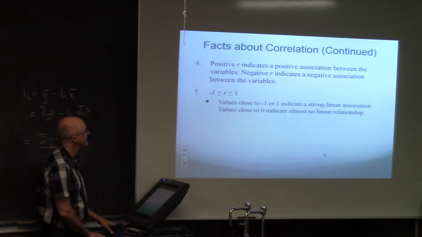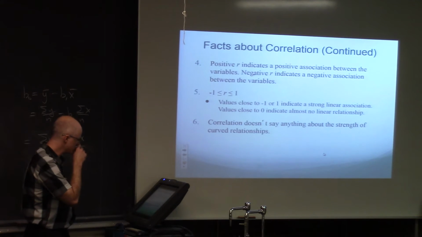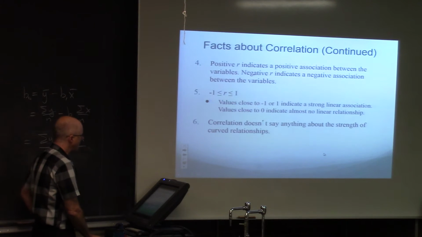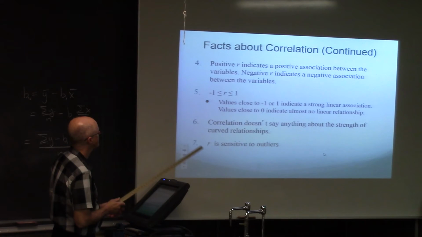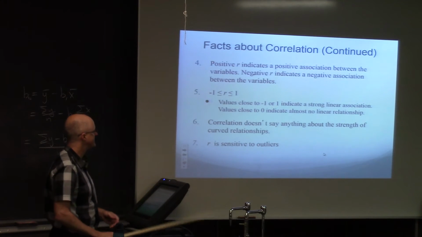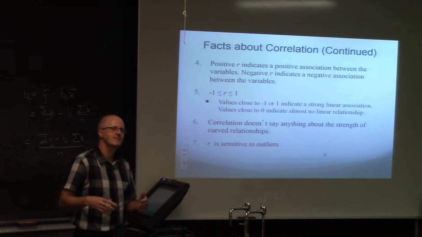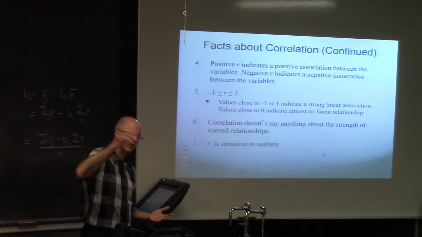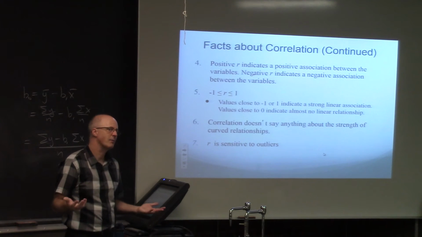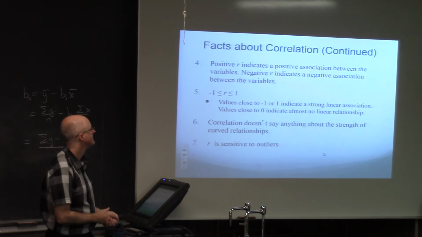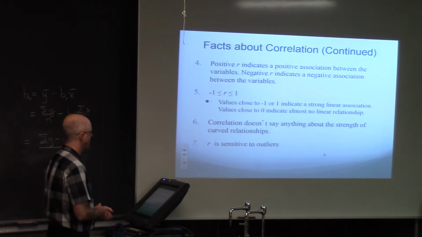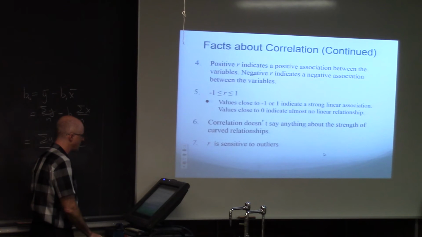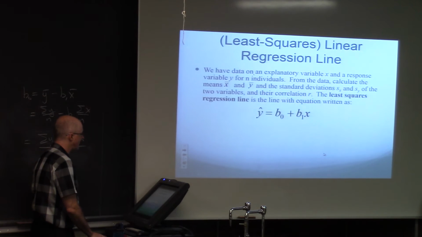Positive R indicates positive association and the strength of a linear relationship. Negative R indicates a negative association and the strength of a negative linear relationship. It doesn't say anything about the strength of curved relationships. Usually if it's a strong curved relationship, R will be close to 0, though not necessarily exactly 0. And it's sensitive to outliers. Okay, all things you should know. I'm going over these very quickly.